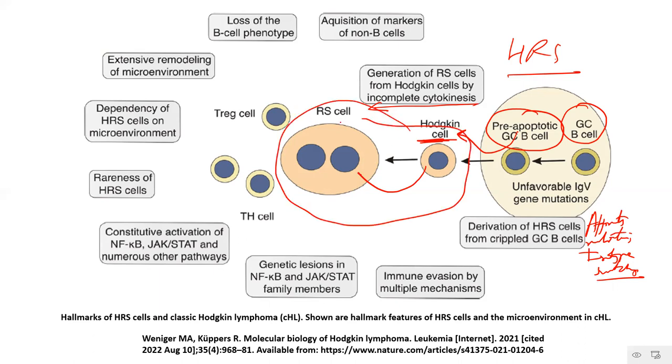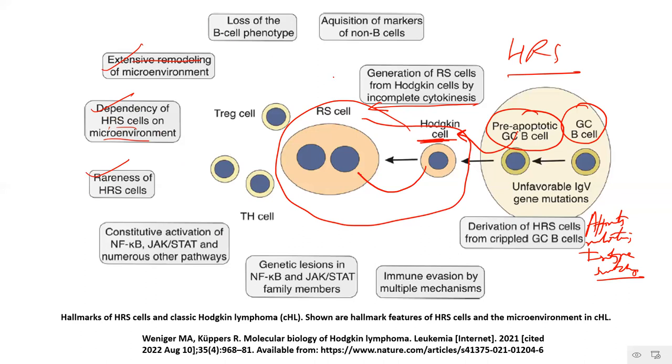And this Hodgkin-Reed-Sternberg cell, which we'll talk about as a single category, basically recruits a lot of inflammatory cells from the background, resulting in extensive remodeling of the microenvironment around it. It is dependent on these cells that it has brought into the picture. These cells will be very scarce because their power lies not in the number, but rather in the kind of pro-inflammatory cytokines and other molecules that they produce.